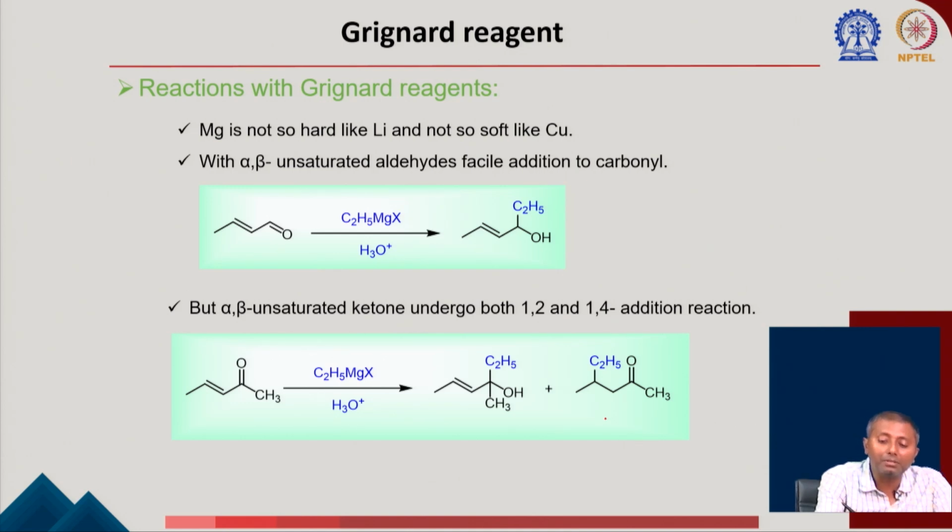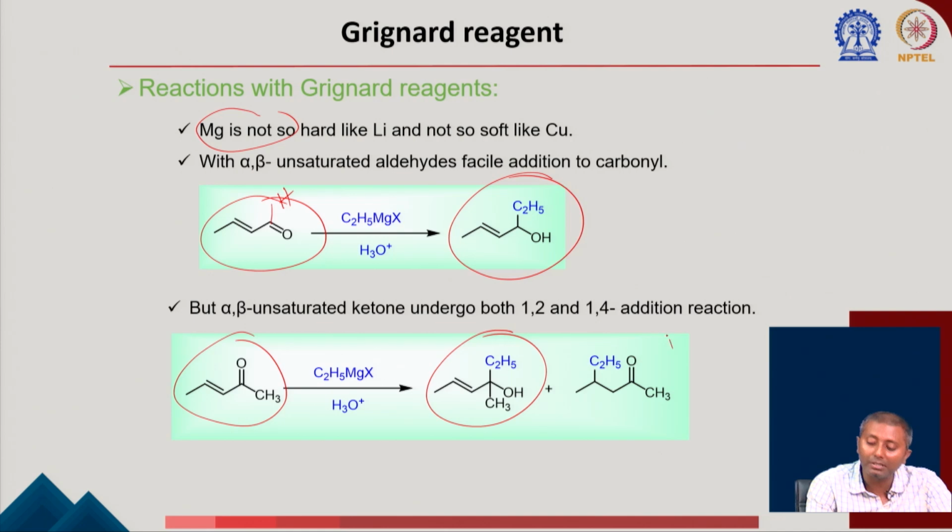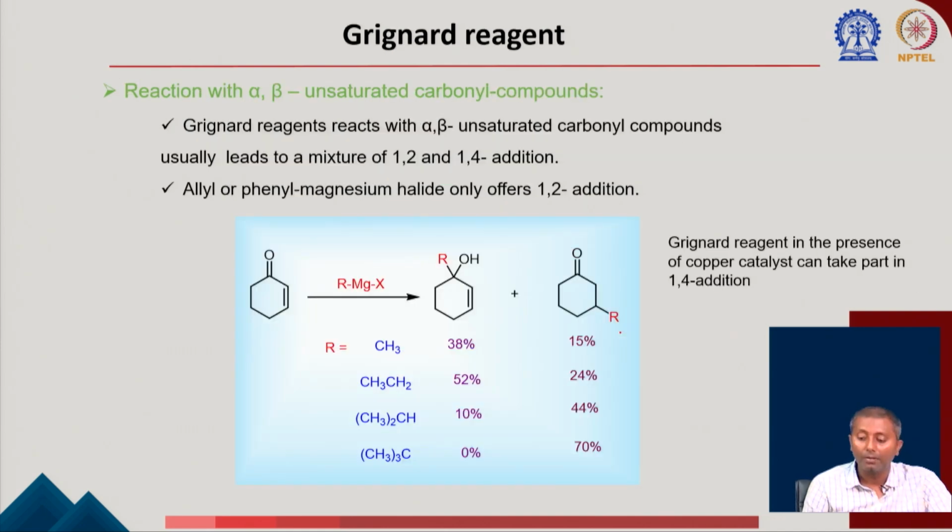Again, magnesium is not so hard, similar to lithium. It is not so soft like copper. It is in between. And again, you can still think that once you have this type of alpha,beta-unsaturated ketone, like an aldehyde especially, as the aldehyde is very reactive, the Grignard will go for the 1,2 addition only, majorly. But once you have the ketone, as I said, the ketone reactivity is less compared to aldehyde, you will see the major is this 1,2 addition, and at the same time you will see some 1,4 addition going to happen as well. So here is an example given.